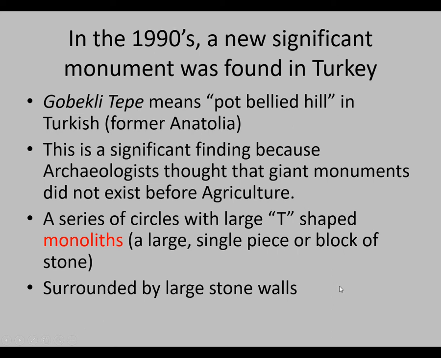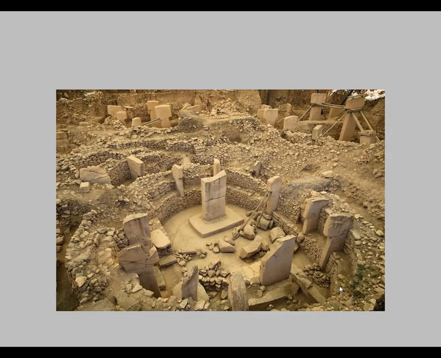And this is a significant finding because archaeologists thought that giant monuments did not exist before agriculture took hold, meaning it had not been established that people started to stay in one place and build upon a land and make giant monuments that will be permanent structures yet. So when this is found, archaeologists think, well, what does this mean? These are still much older than they thought big monuments would have been made.